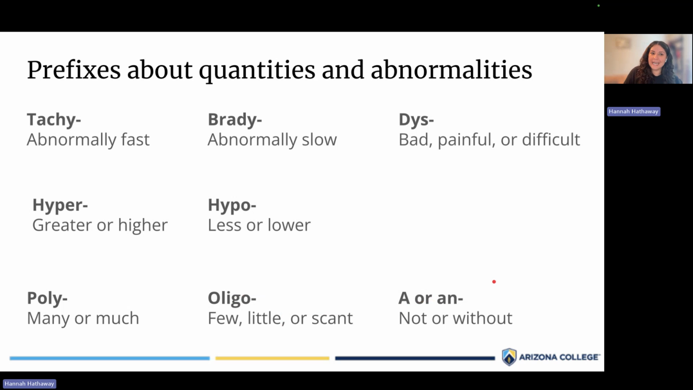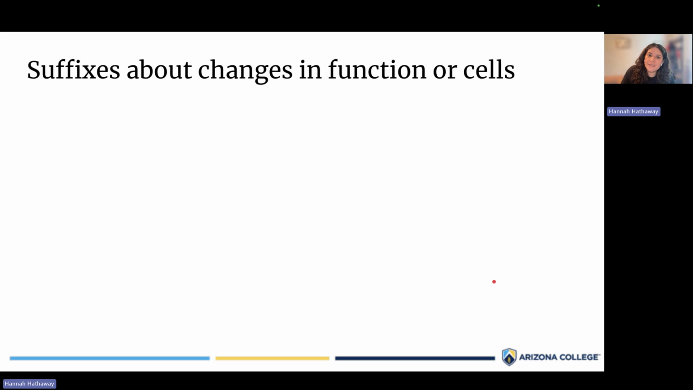Okay. And then the next set of suffixes, all of these suffixes are about changes in the function of cells. So once again, some of these you might have heard before, some of them might be new. Either way, definitely worth memorizing to save yourself some time in the future. So first one, so important, itis, I-T-I-S. Anytime you see itis, it means it's some sort of inflammation. Maybe it's caused by an infection. So that makes you think inflammation or infection. That's different than I-S-I-S. So make sure you read carefully that if you see itis, that means inflammation.